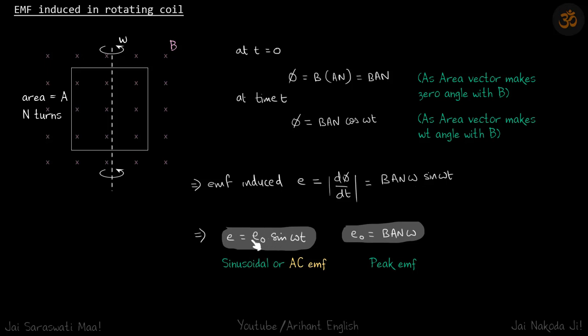So this is the EMF for a sinusoidal waveform. So this is sinusoidal or AC EMF. And this E naught is your peak EMF. So this is the maximum value.